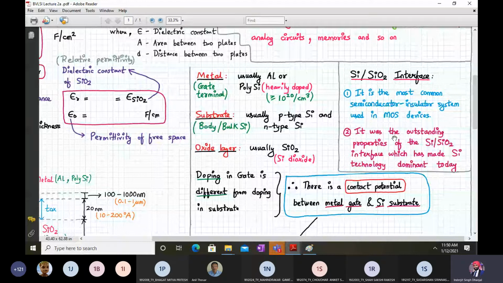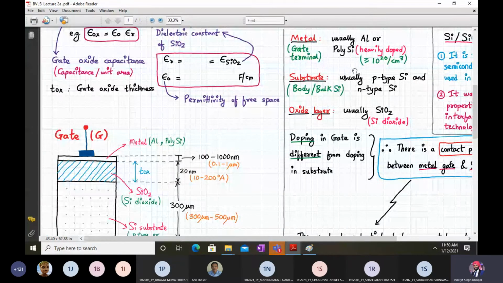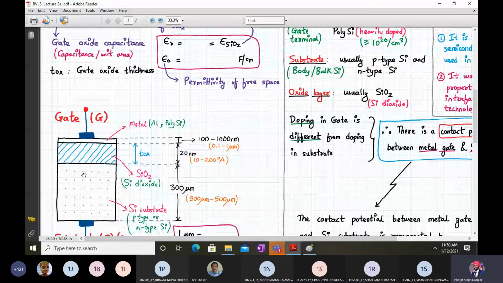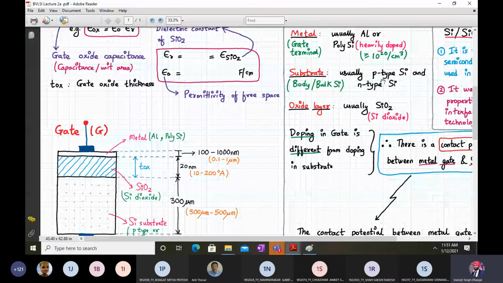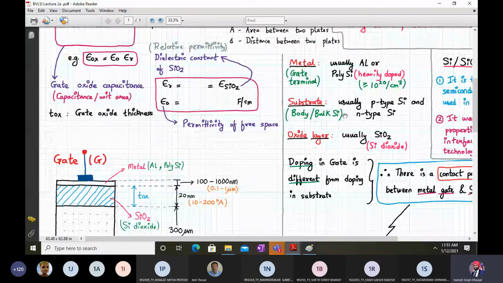See, usually the metal doping concentration is 10 raised to 20 per centimeter cube. Similarly, the substrate is also made up of silicon, so it will also have some doping. Usually, the doping of p-type or n-type silicon is quite less compared to your polysilicon, so maybe in the range of 10 raised to 16, 10 raised to 17 or 10 raised to 18. 18 is very high. Let's consider 10 raised to 16. That means we have a doping concentration difference between the metal and the substrate.